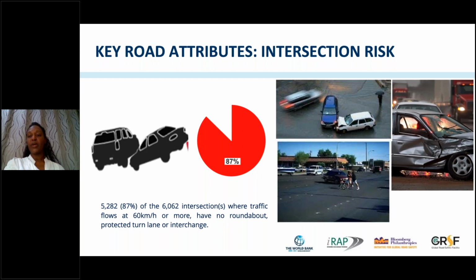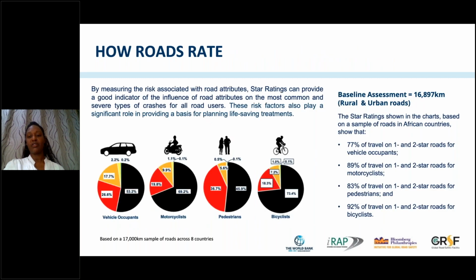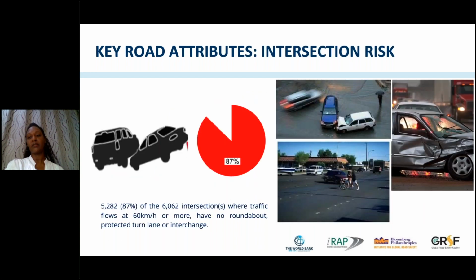So we have found that these intersections are becoming locations of high risk, and crashes are happening at those particular places. And these are things that can be solved, because if it's a junction with speeds of 60 kilometers per hour, there are things that we can do to prevent this. So we know how these roads rate.